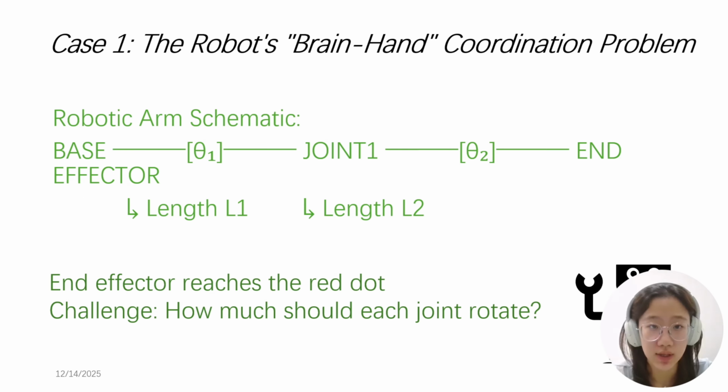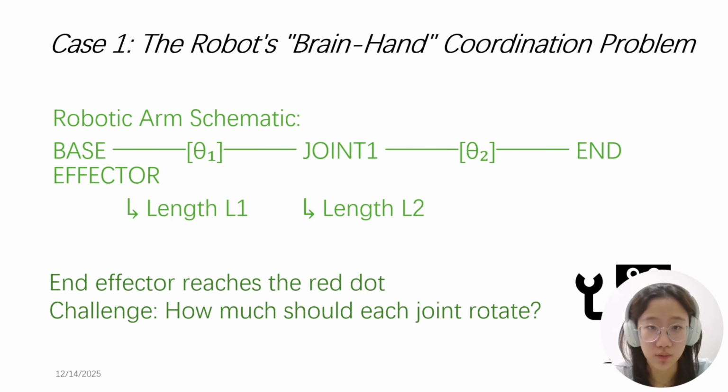First, let's look at robotics. Imagine a robot arm. We know the lengths of its arms, L1 and L2, and we control the joint angles, which we call theta. But here is a problem. We don't care about the angles directly. We care about where the hand is, that is, the end effector. If I want a robot to reach a specific red dot, how do I calculate the exact angles? This is the brain-hand coordination problem.